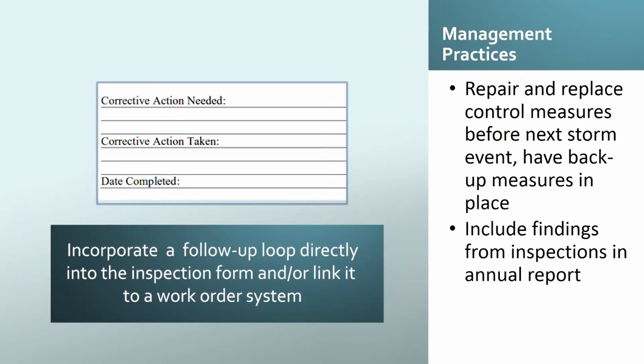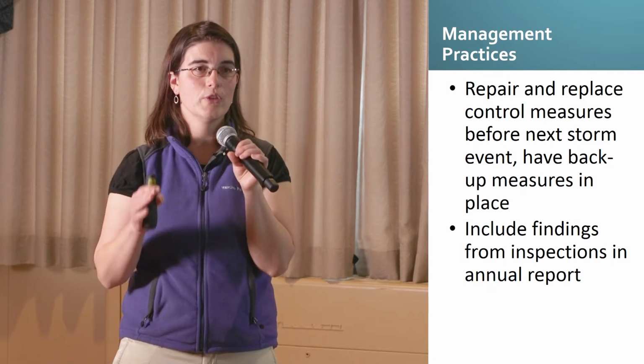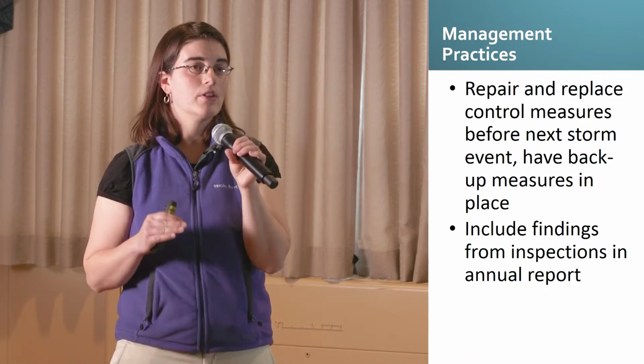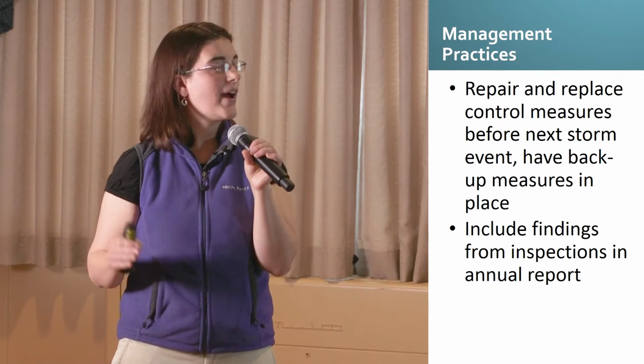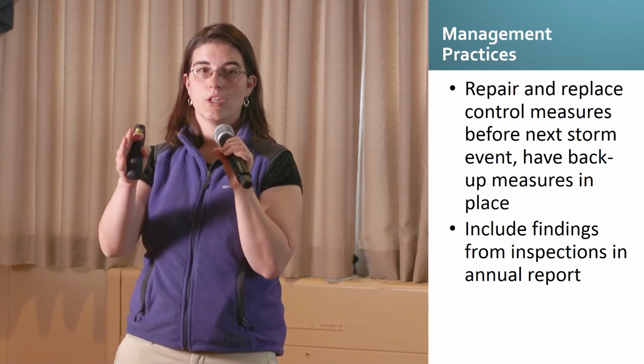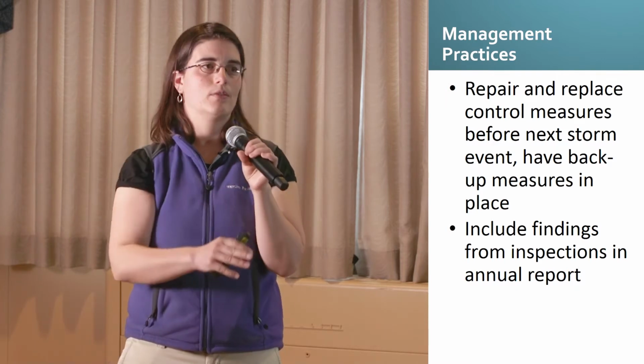So here is an example of a follow-up loop. You could incorporate this directly into your inspection form. Under the different areas that you're inspecting, you could have a note like, was any corrective action needed? If yes, you would fill that line in on your inspection form. And when corrective action is taken, you list what was done to correct that measure and the date that it was completed. If you have all this information in your inspection report, it would provide a follow-up loop: you saw a problem, you took action to fix it, and you closed that loop.